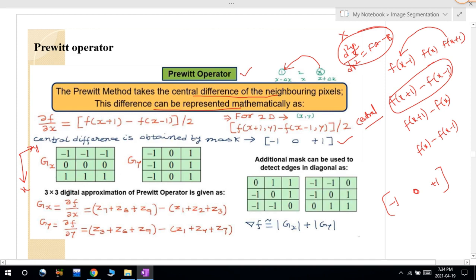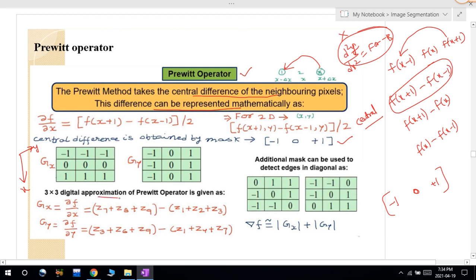In case of the Sobel operator, the main difference is the -2, 2, because in the Sobel operator we use a Gaussian filter. In Gaussian filters there is more weightage to the central pixel, so that's why we are getting the 2 value in the Sobel operator, but in case of the Prewitt operator we will get only -1.